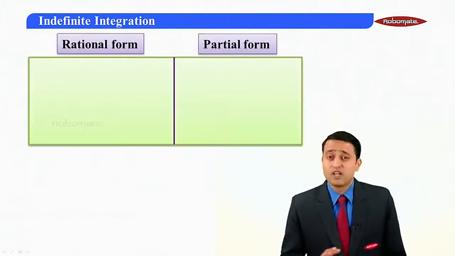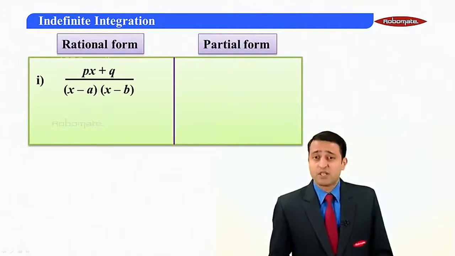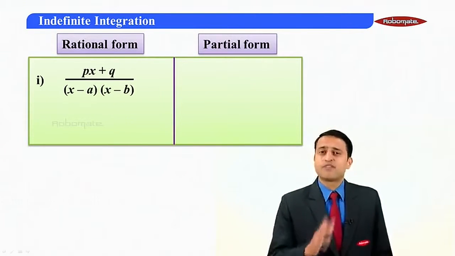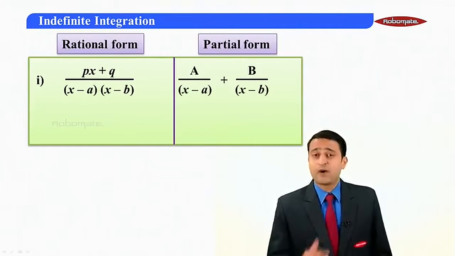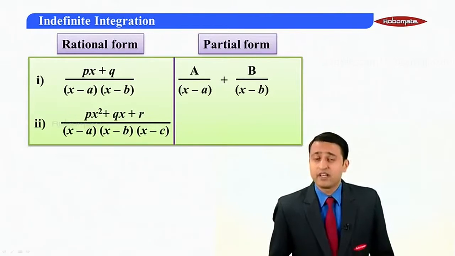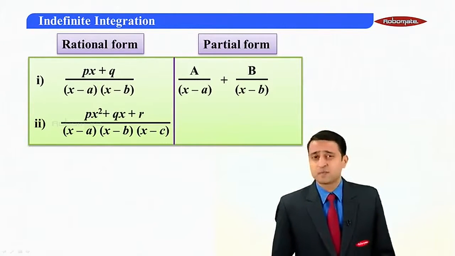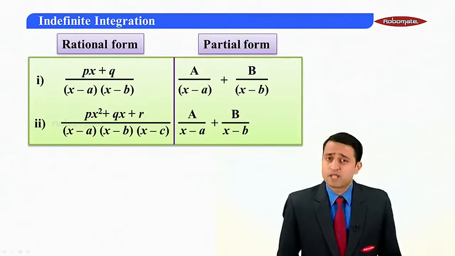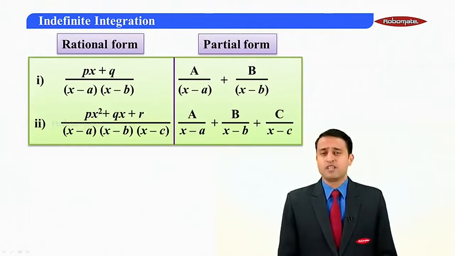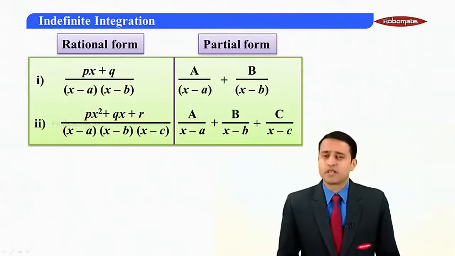Now let us understand the rational form and the corresponding partial form. If I have something of the form px plus q upon x minus a into x minus b, then its partial form will be A upon x minus a plus B upon x minus b. Likewise, I may have some quadratic in the numerator and three terms in the denominator such as x minus a, x minus b, x minus c. In such a case, the partial form will have A upon x minus a plus B upon x minus b plus C upon x minus c. So product is getting converted into addition, and that's why integration becomes easy.